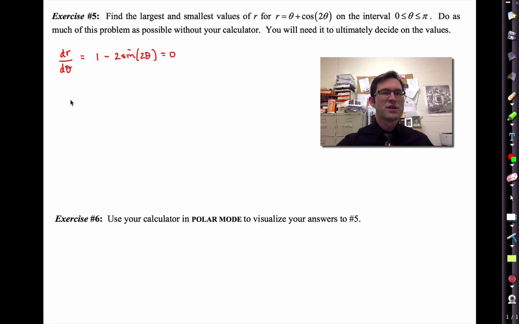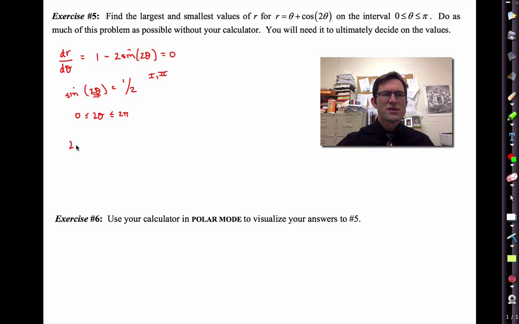I'm going to set this equal to 0. This is a trig equation, so that takes a little finesse to solve. We're going to have sine 2 theta is a positive 1/2, right? Now sine, that's positive in 1 and 2. Remember, my angle is 2 theta, so 2 theta will go between 0 and 2 pi.